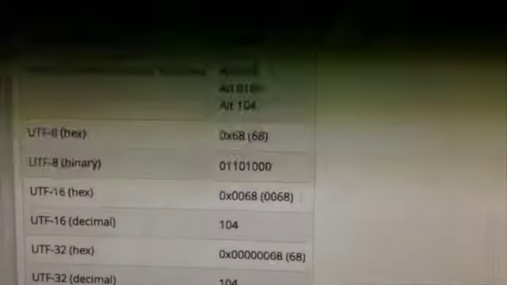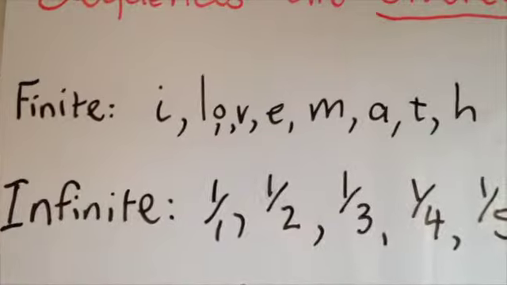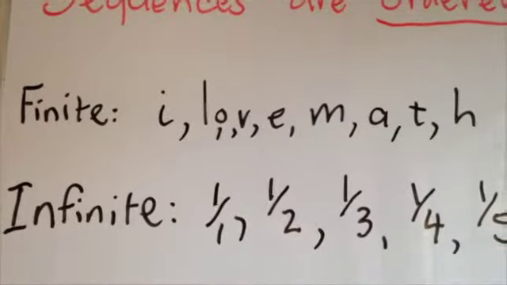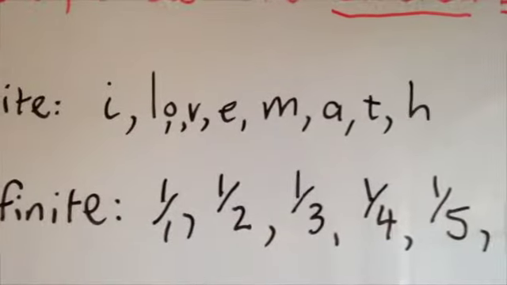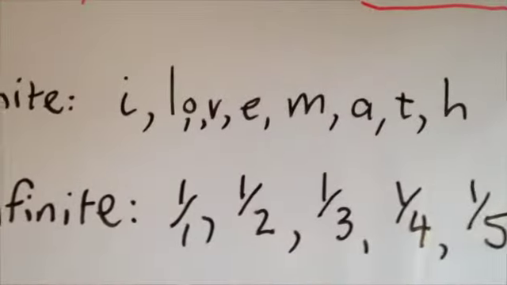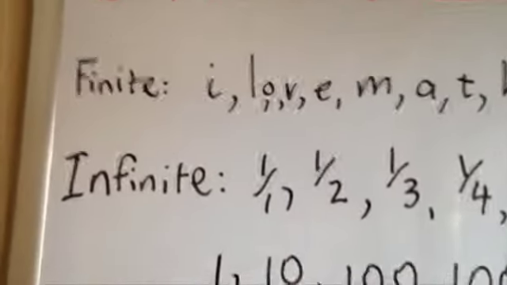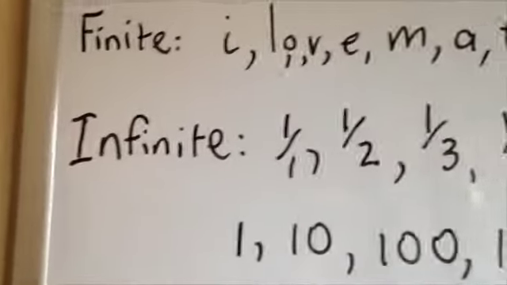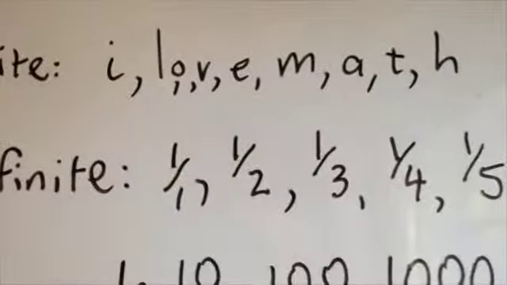Okay, so sequences can be finite, like most of the sequences that we've talked about, like this one here, I LOVE MATH, a finite sequence of letters that has an order that is meaningful. But sequences can be infinite. They can consist of infinitely many terms. Each item in the sequence separated by commas, each item is a term.